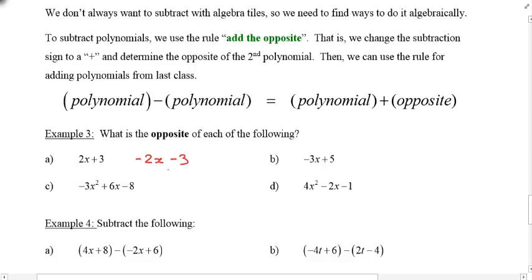Same thing for part B. So I got negative 3x plus 5. Change that to positive 3x and minus 5. That's the opposite. Similarly for part C, the opposite of negative 3x squared. That's just positive 3x squared. Minus 6x. And then plus 8. And last but not least, the last one, negative 4x squared plus 2x plus 1.